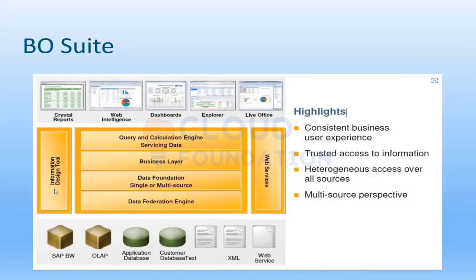Here, what we do in Information Design Tool is import tables based on our requirement, like the product table, customer table, sales and other fact tables. We will do the required joins between those tables and create a semantic layer which is understandable by the business. In databases, they can type anything, but that might not be understandable by the business user.